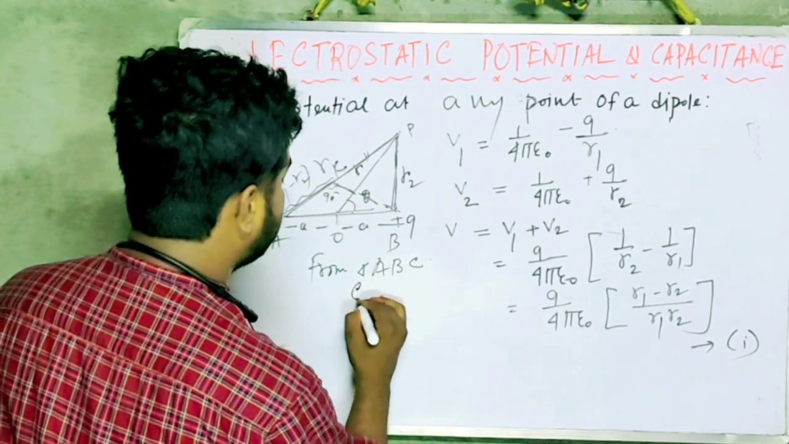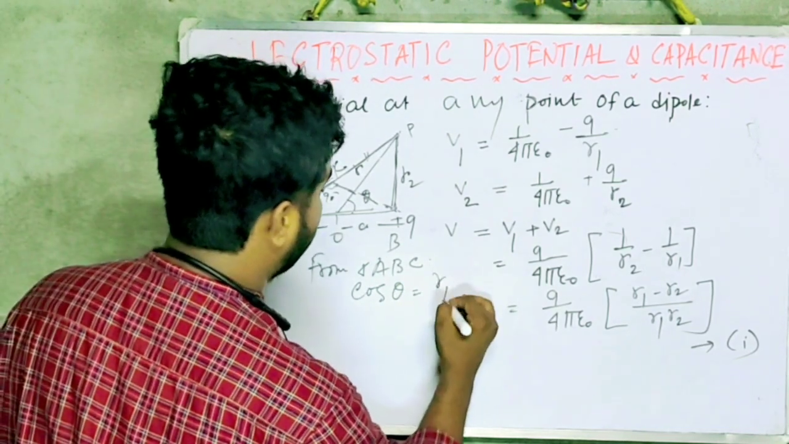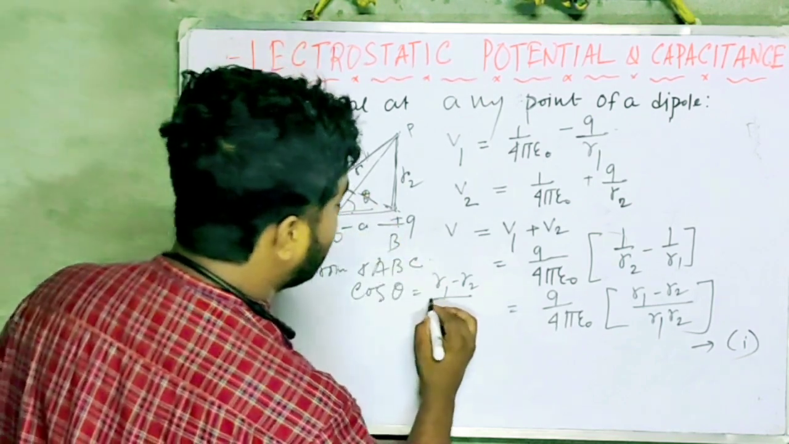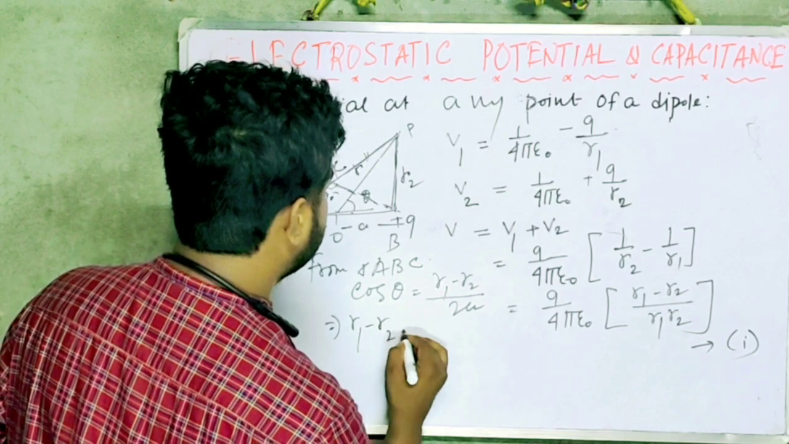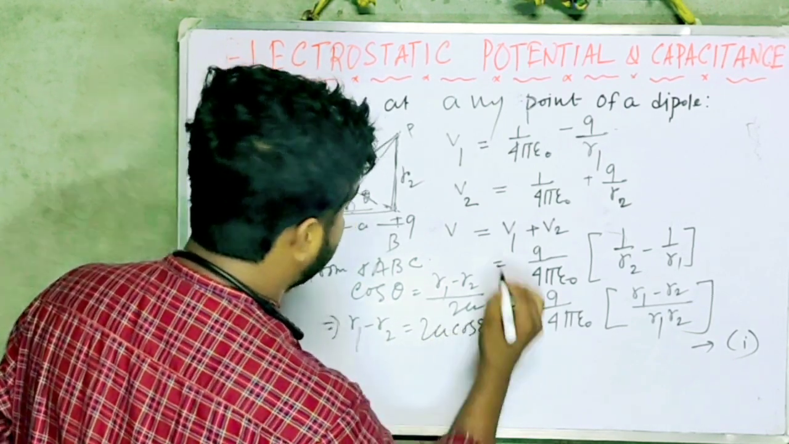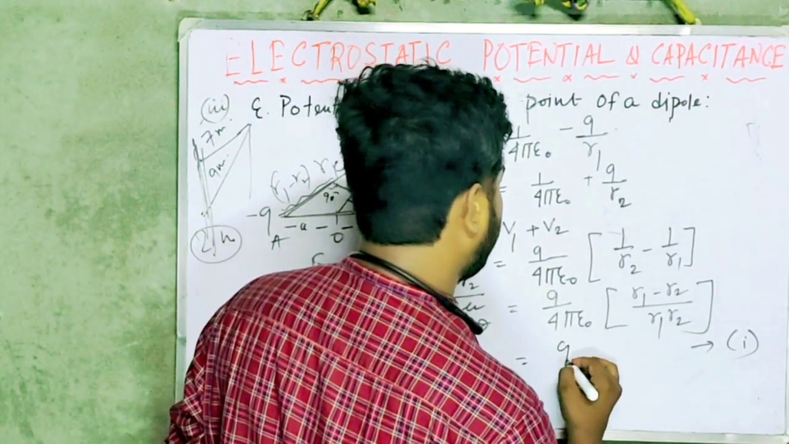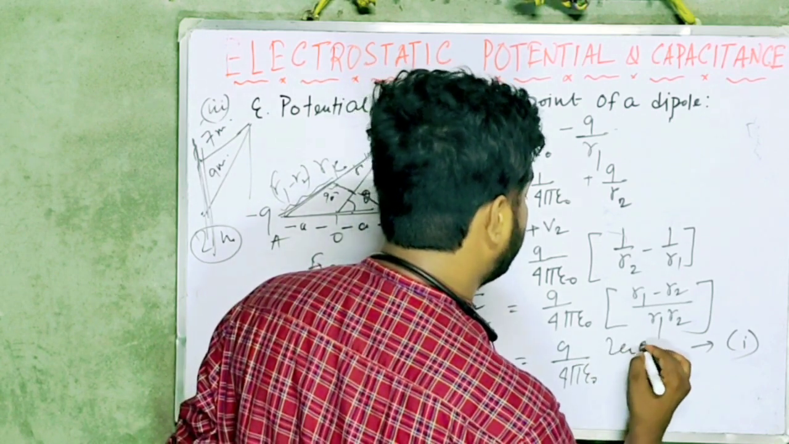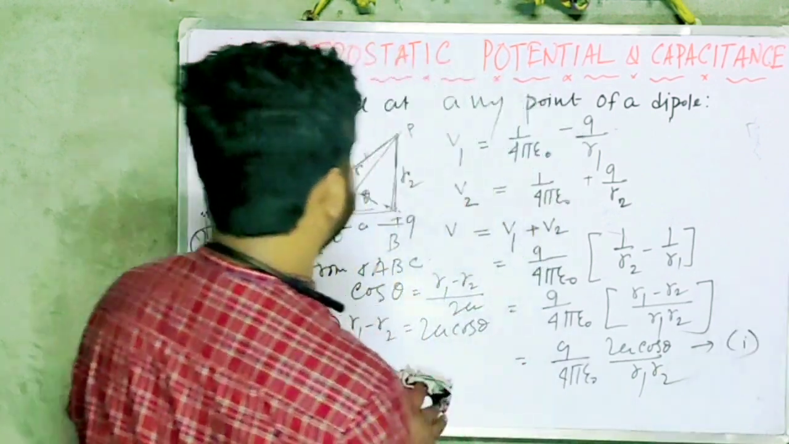what is the value of cos theta? That is cos theta is equal to base, that is R1 minus R2, by hypotenuse, that is 2a. So what is the value of R1 minus R2? The value of R1 minus R2 will be 2a cos theta. Just putting the value here. So expression will be q by 4 pi epsilon naught 2a cos theta by R1 R2. Clear?